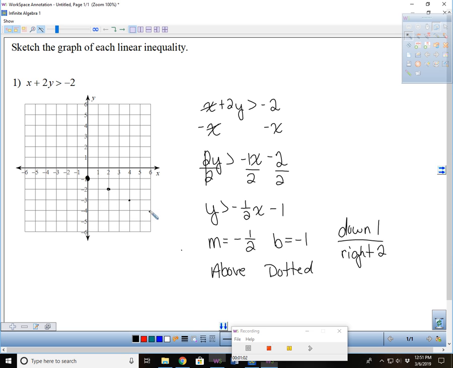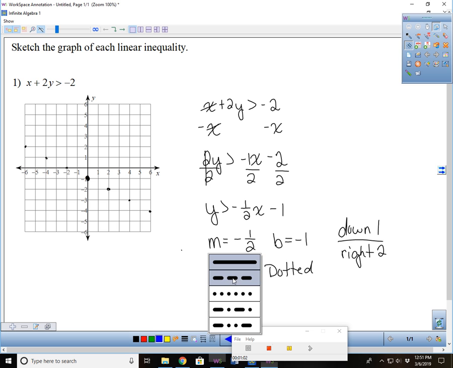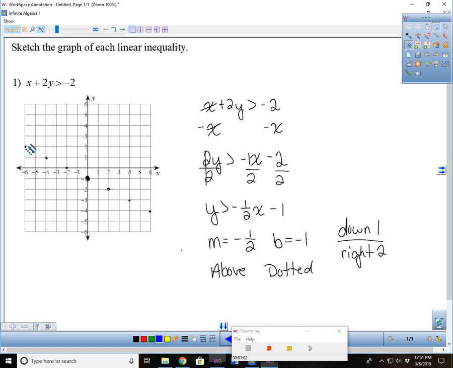And remember, you guys only need 2 dots, but I need more than that to make my straight line. Okay, so we're going to have a dotted line. And make sure you go all the way across. And then you're going to shade above. So that would be all of this. Okay.